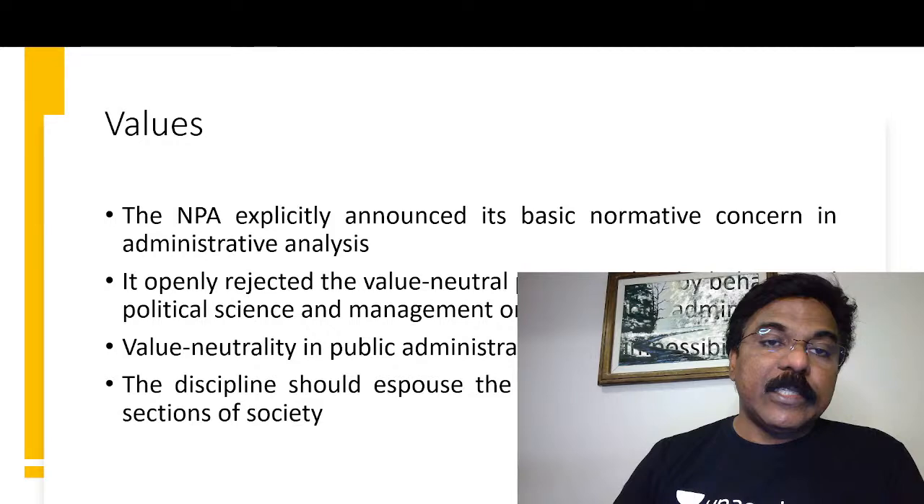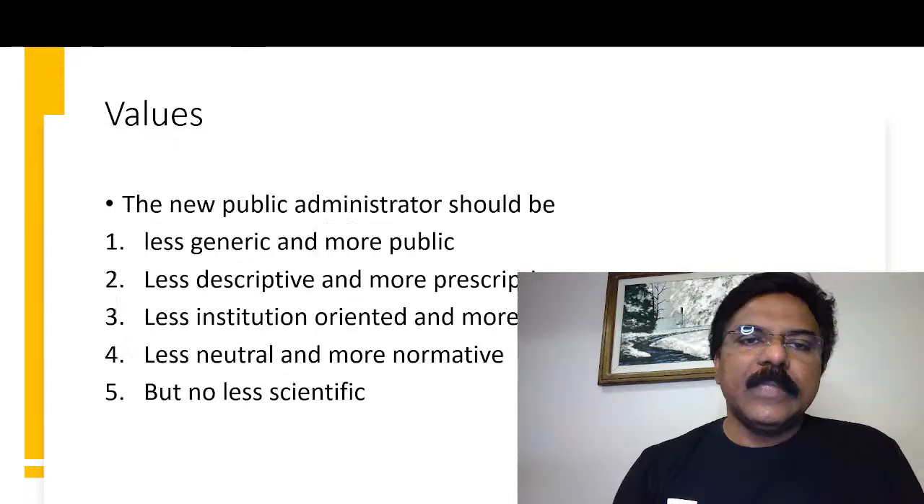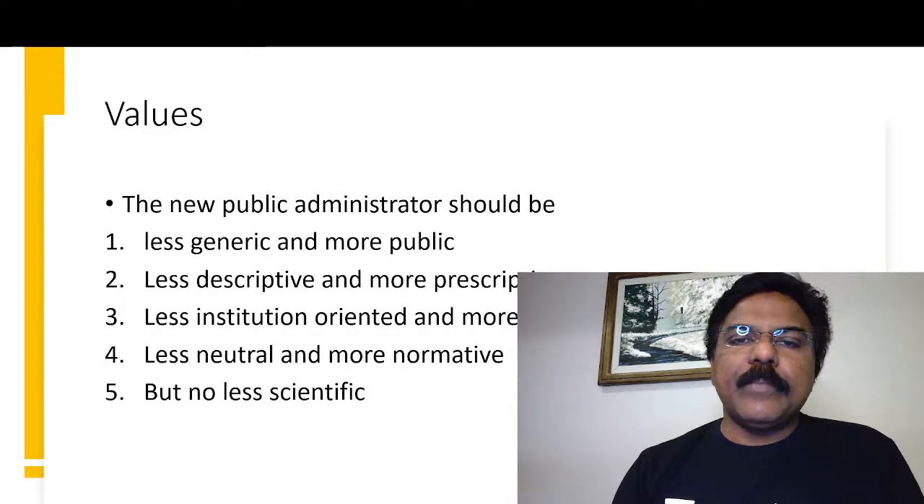Right? Okay. And this is very important. The new public administration should be, and this is taken from a quote, I have split into 5 pieces so that you can remember it clearly. The new public administration should be less generic and more public. Generic means more towards the private sector, business-like approach. Less generic and more public.